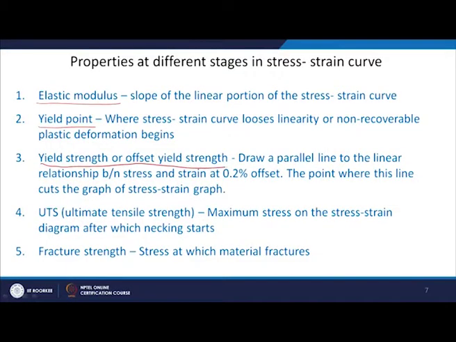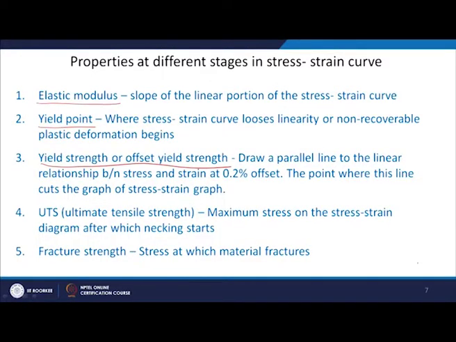Then you will have yield strength or offset yield strength. As I told you, in some materials where the stress strain curve is a continuous curve, you cannot find out the yield strength. So, what we do is we draw a line parallel to the linear relationship between stress and strain at 0.2% offset. The point where this line cuts the stress strain graph is your yield strength.